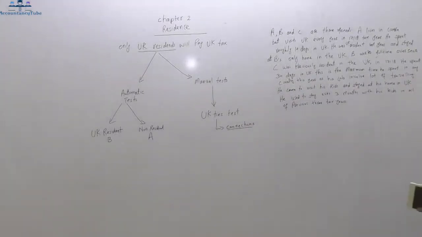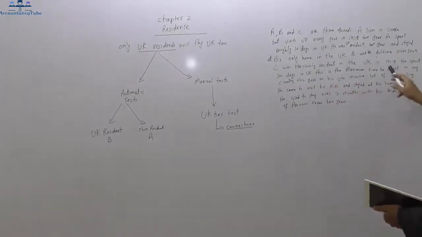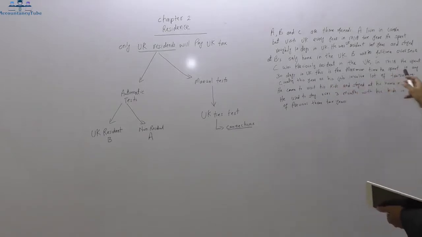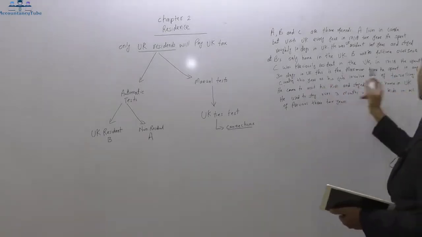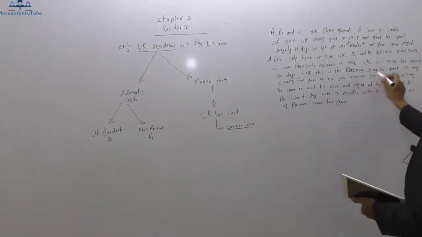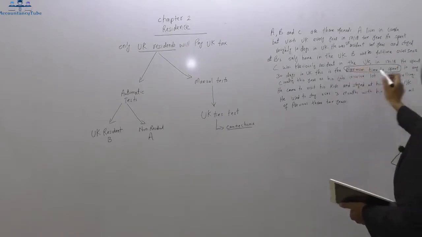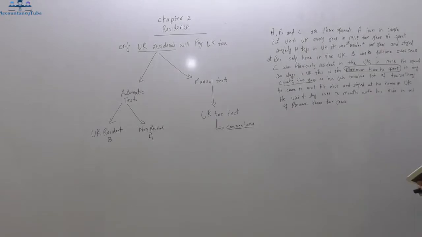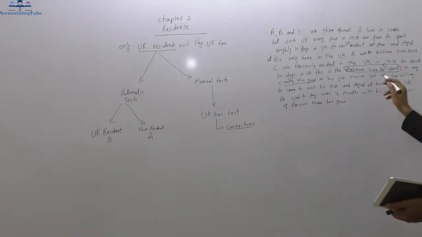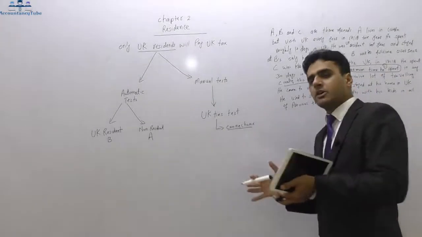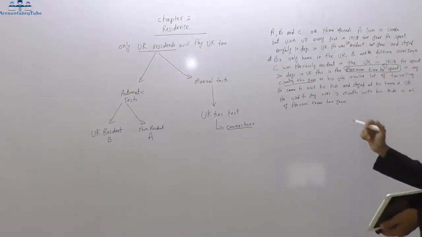Let's look at this information. See, he was previously resident in the UK. In 17-18, he spent 30 days in the UK. This is the maximum time he spent in any country this year, so that is basically one tie. Now just look at UK ties, you will find this information. If you spend more time in the UK than in any other country in the world, that is one tie.